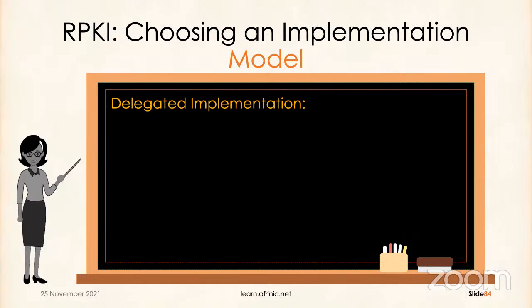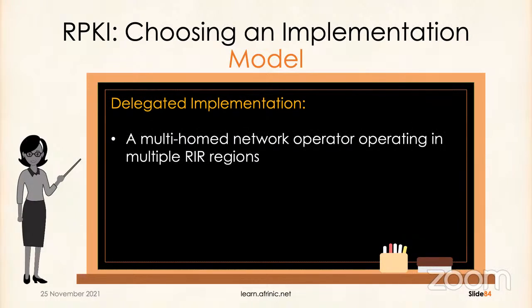And for the delegated implementation, like I said, I showed you the graphic of Mary having resources in different RIR regions. This would be an ideal candidate for having delegated RPKI. Might be a lot of work in the beginning, but it's easier eventually.